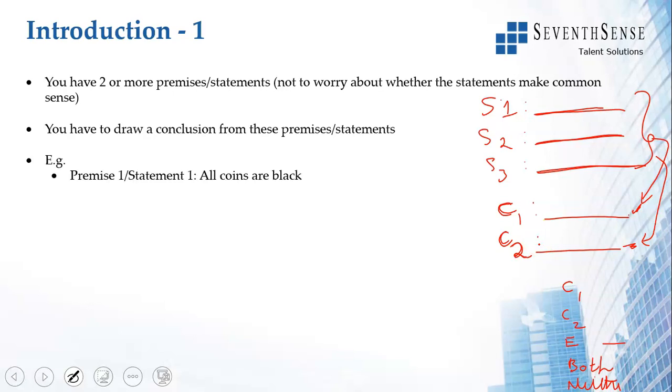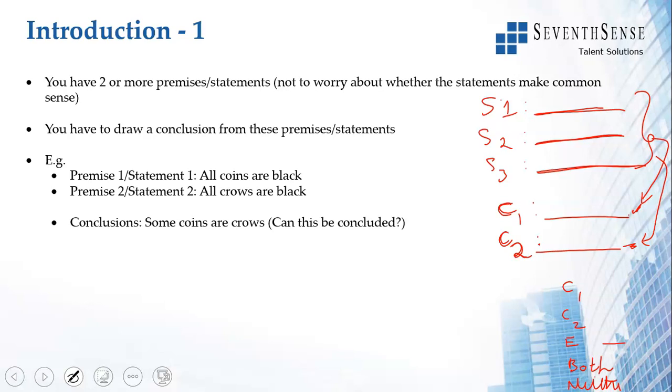First statement, let us say all coins are black. That is statement 1. Statement 2 is all crows are black. These are the two statements that they have given you. They will ask you to see whether some coins are crows. This is the conclusion, and you'll have to see whether it is true or not. This is a very simple problem. It seems like it is true: some coins are crows, because all coins are black, all crows are black, so some coins are crows.